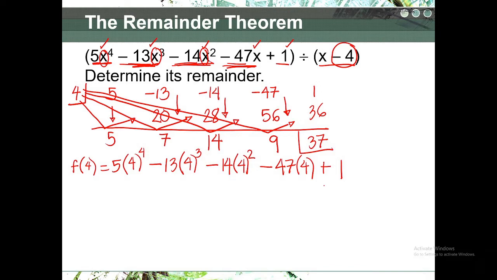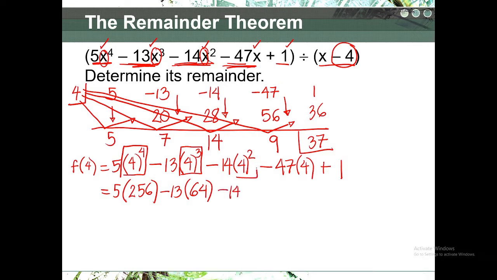Now, let's do the exponents first. So 5, multiply that. What is 4 raised to 4? That is right, 256. Minus 13, multiply that by, what is 4 cubed? 4 cubed, that will give us 64. That's correct. Minus 14, what is 4 squared? 4 squared, that is 16. Minus 47 times 4 plus 1.